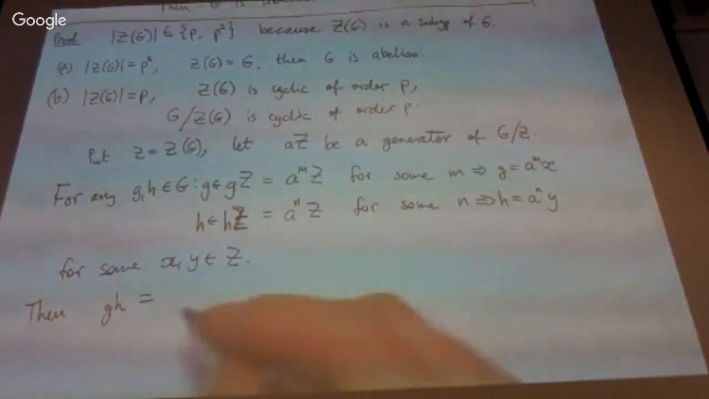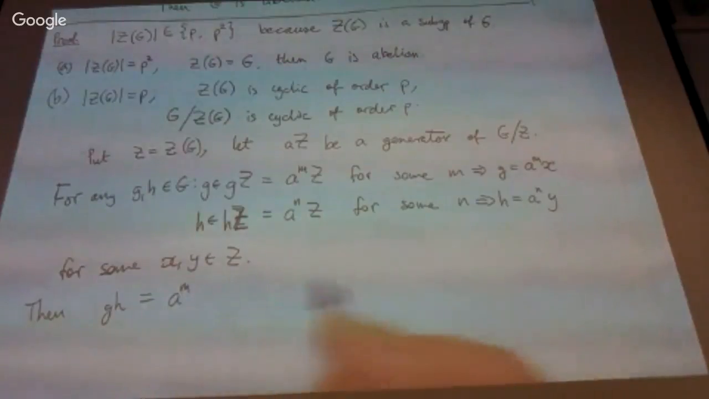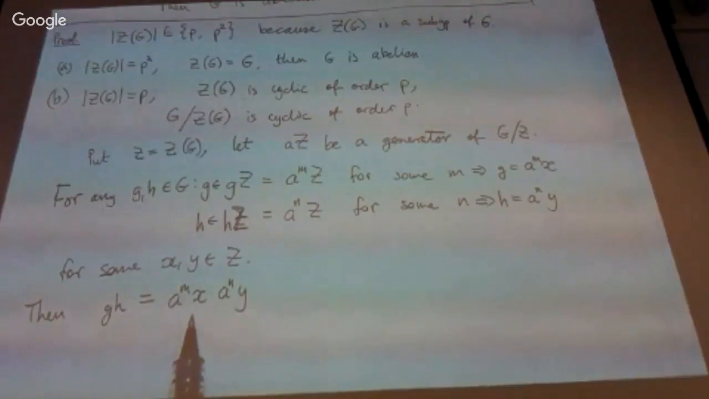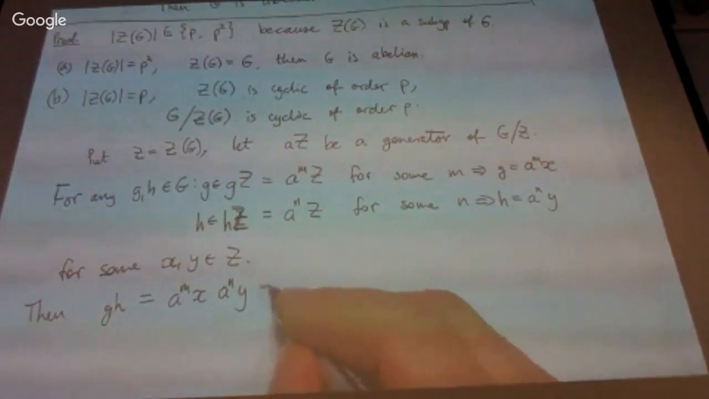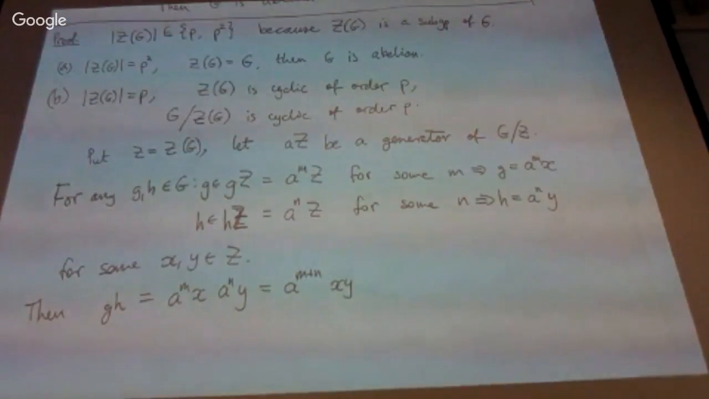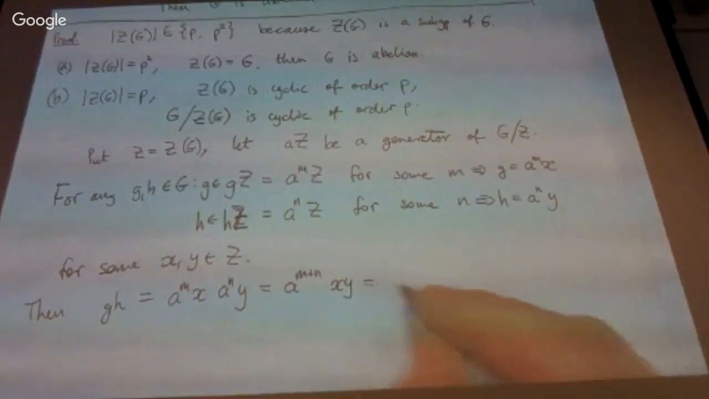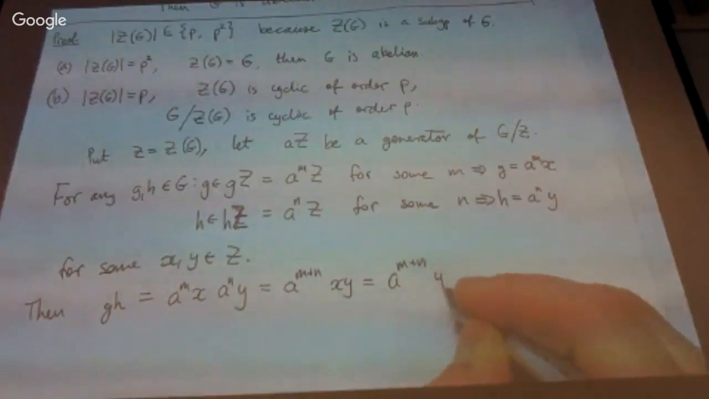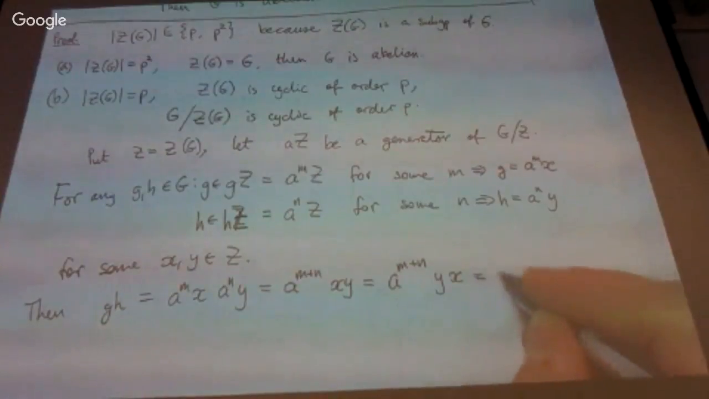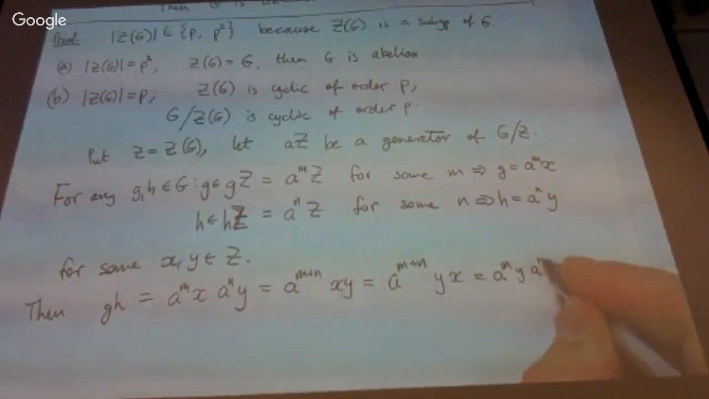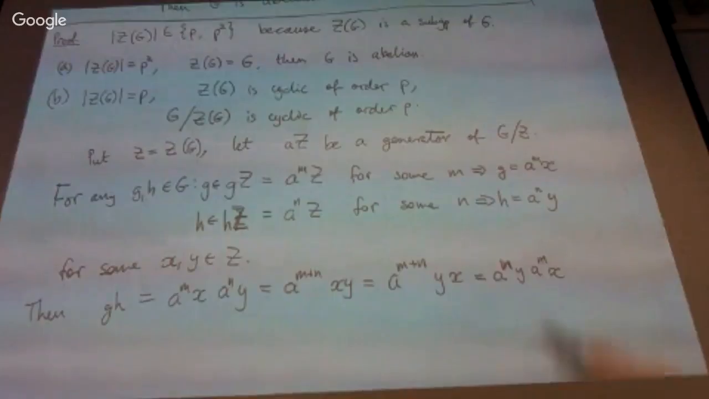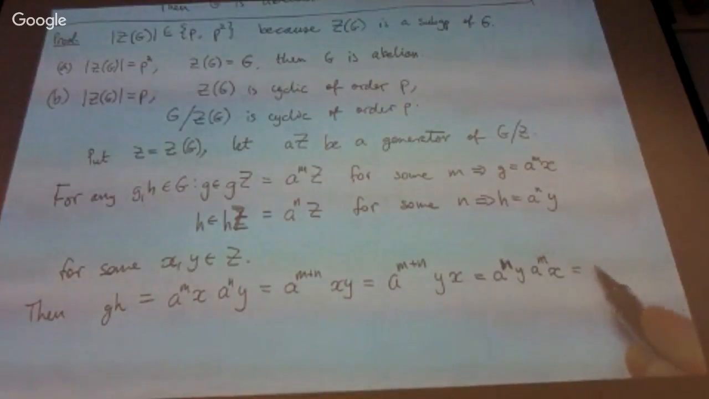Now it's almost finished. So GH is A to the M, X, A to the N, Y. Now X commutes with everything because it's in the center, so it's A to the M plus N, XY. Now Y commutes with everything because it's in the center, so it's A to the M plus N, YX, which is A to the N, Y, A to the M, X. This one's more useful because this is HG.